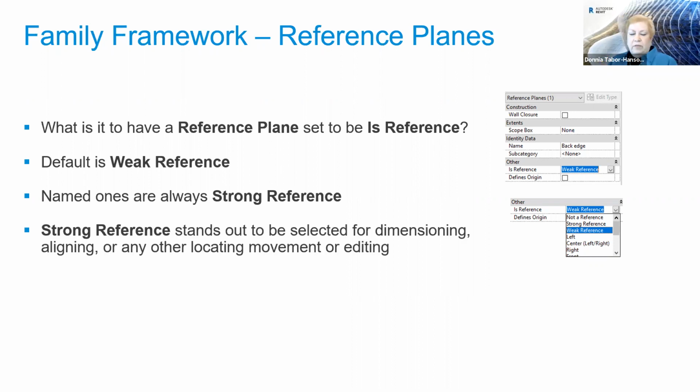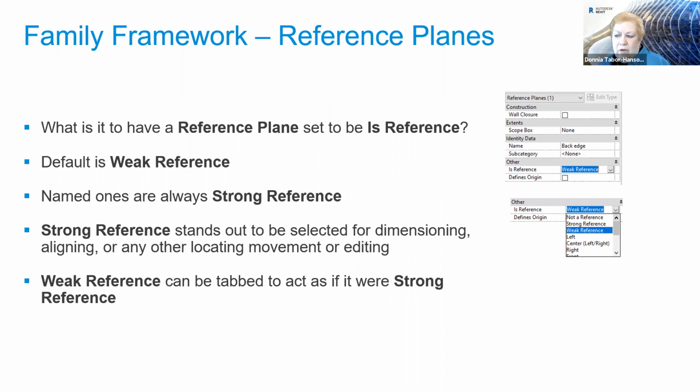A strong reference stands out when you are dimensioning or aligning or moving or any type of editing. The strong reference stands out when you see them highlight in the families so that you can get to them. Now, a weak reference can also be tabbed to act as if it's strong.